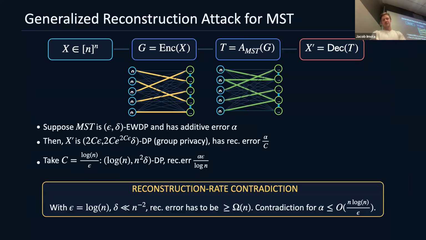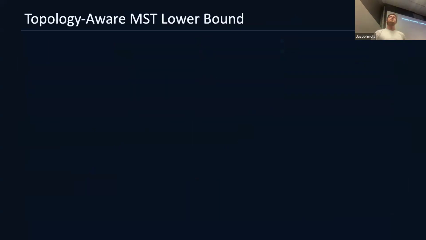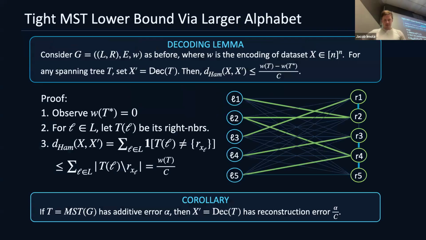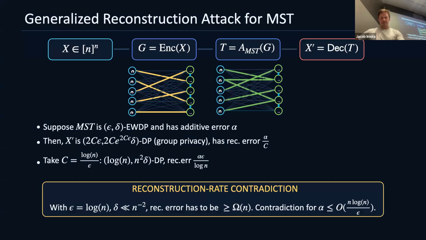Okay, so that's the first result. So we said that the minimum spanning tree has additive error alpha, and then we showed that you need to take alpha sufficiently high. No, I guess that was my question. That's an additive factor. Yeah, additive.